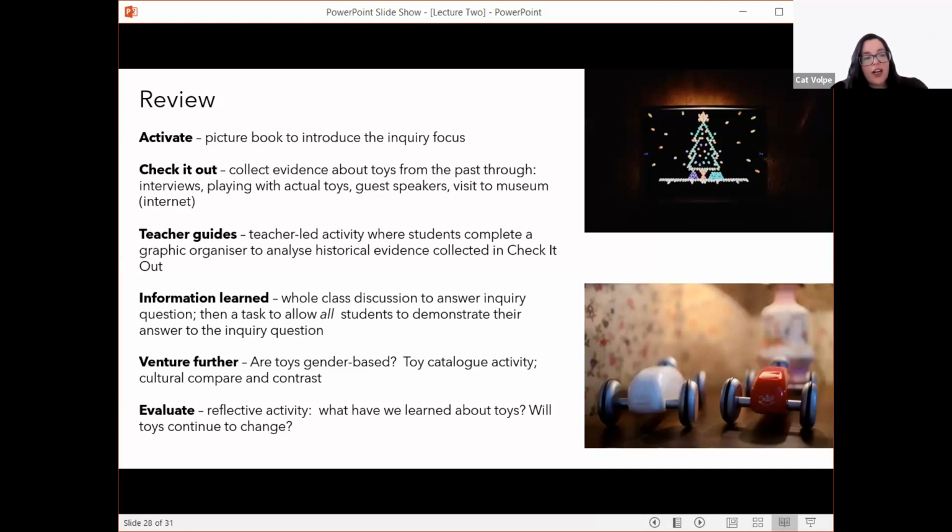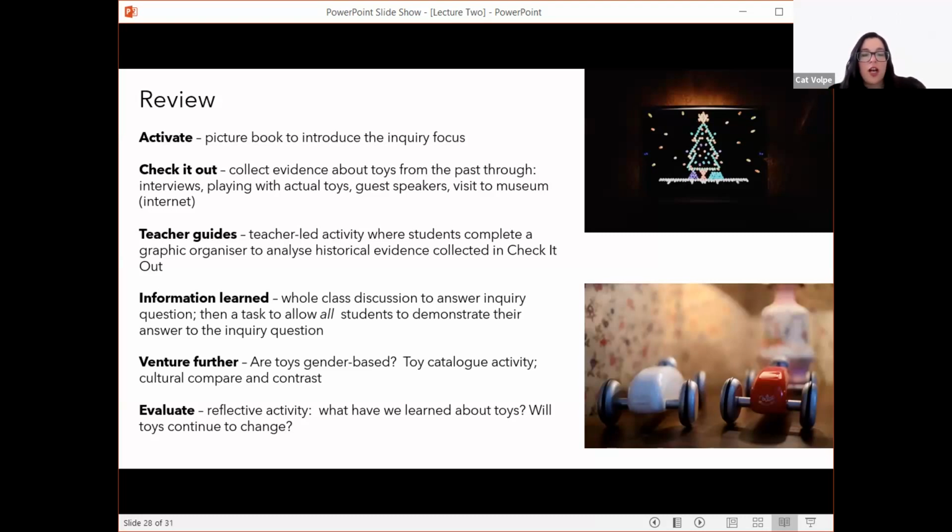The teacher guide stage is a teacher-led activity. Students need a lot of guidance in this section, and students are completing some sort of graphic organizer. And the key to this stage is analysis. They're bringing together the evidence they've collected previously and trying to find relationships, connections, disconnections.